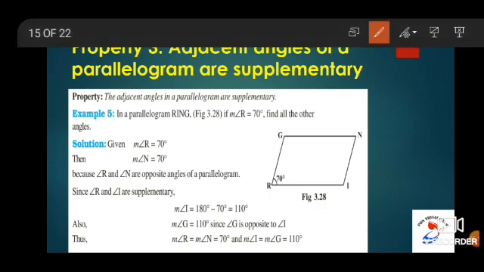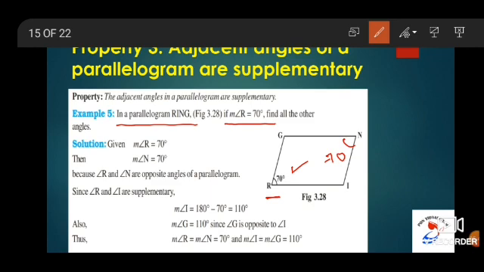Look at the example. In a parallelogram RING, the measurement of angle R is 70 degrees. You have to find all the other angles. You know the properties of a parallelogram, that is, if angle R is 70, definitely angle N also will be 70. Why, children? Because what property will we use here? Opposite angles of a parallelogram are equal.